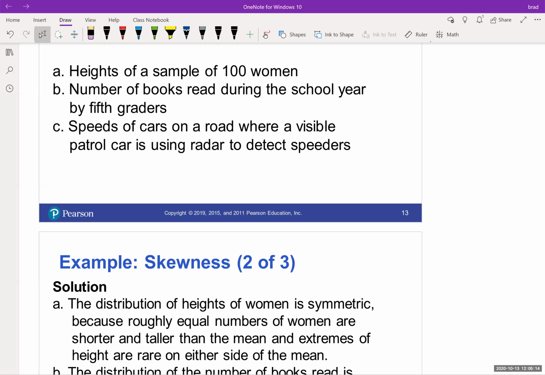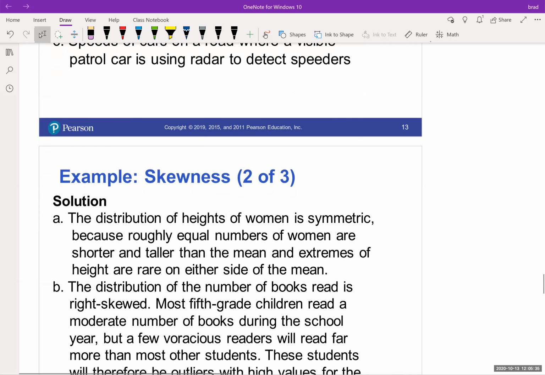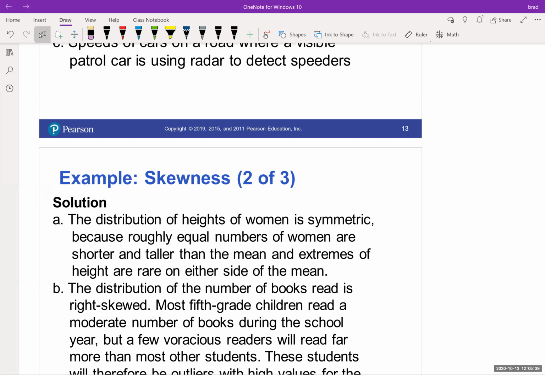Now this is kind of them just saying it. They didn't actually show it. So if we were in a statistics class, we would have to gather data and look at the data and see if it's normally distributed, but we're just trusting them that it is, okay? Because roughly equal numbers of women are shorter and taller than the mean and extremes of heights are rare on either side of the mean. Okay, that sounded really weird. Hold on. The distribution of heights of women is symmetric because roughly equal numbers of women are shorter and taller than the mean, and extremes of height are rare on either side of the mean. That's just a bad sentence, but basically what it's saying is that it's pretty distributed in this nice shape like this. They're saying it kind of looks something like that. That's what they're trying to say, but the wording is bad. Sorry about that, you guys.